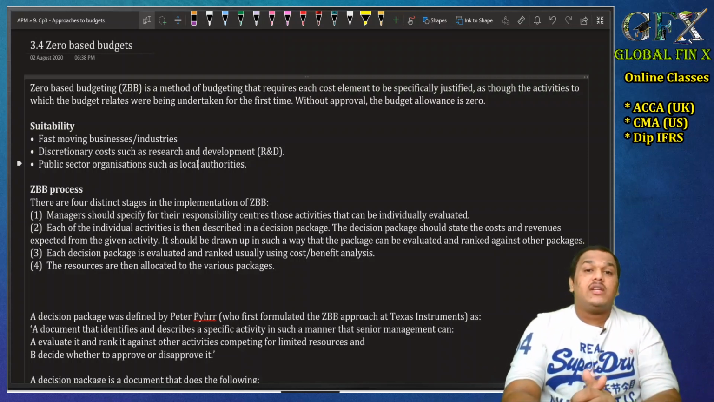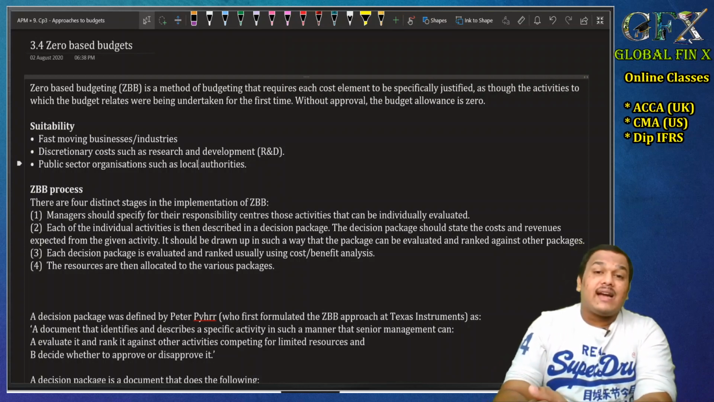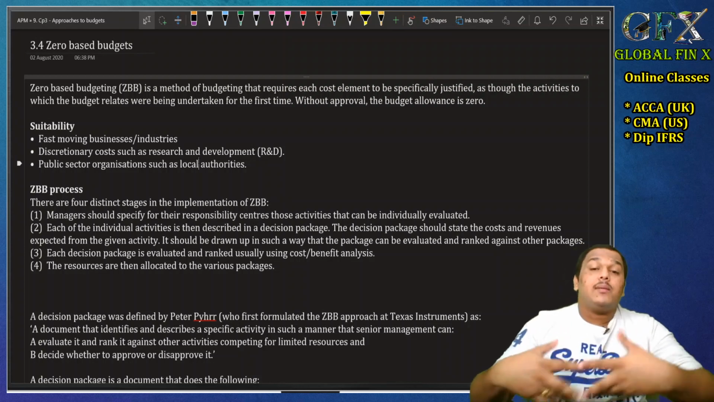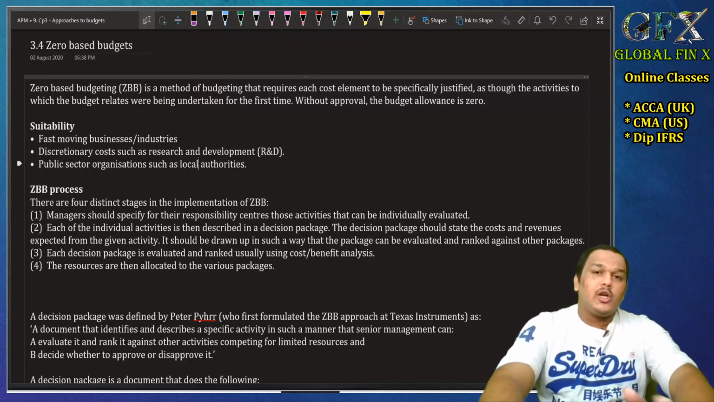They have to understand how much population changes there are, how much inflation changes there are, how people are reacting, and based on what they are expecting, we have to recreate the entire budget. We cannot take previous period budgets for national policies and all.